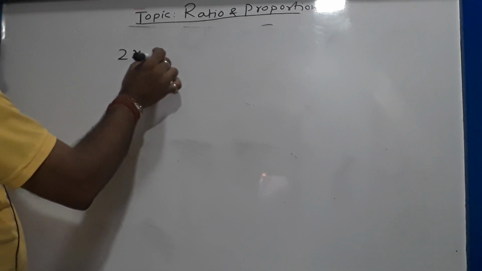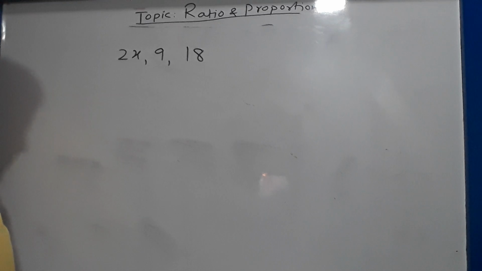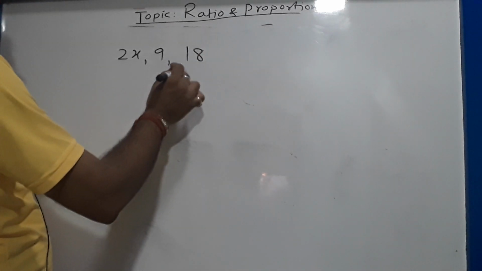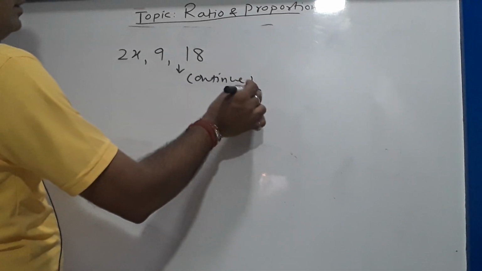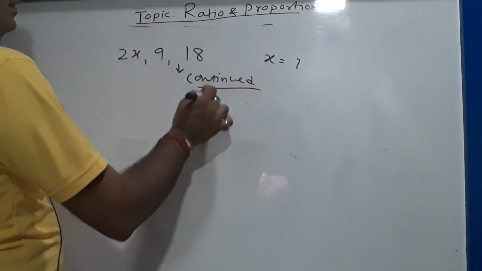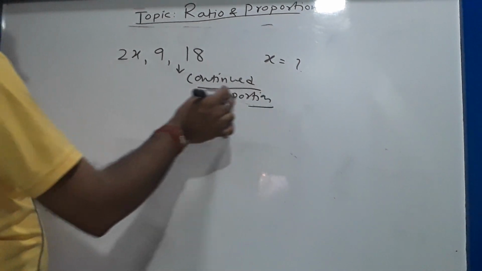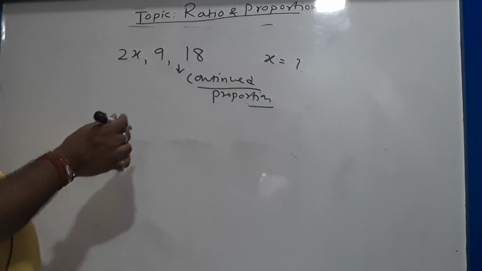2x, 9 and 18. It is given that they are in continued proportion. Find the value of x. Three numbers 2x, 9 and 18 are given in continued proportion.